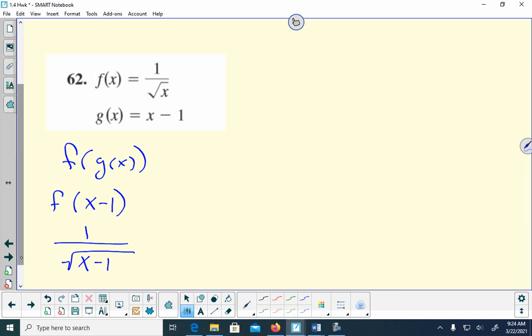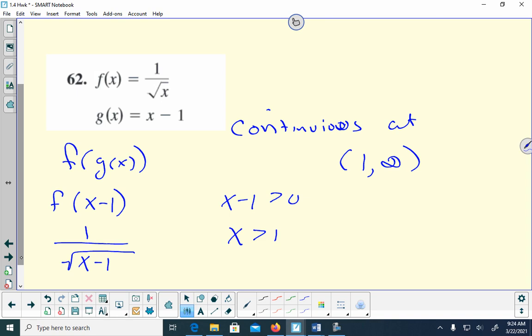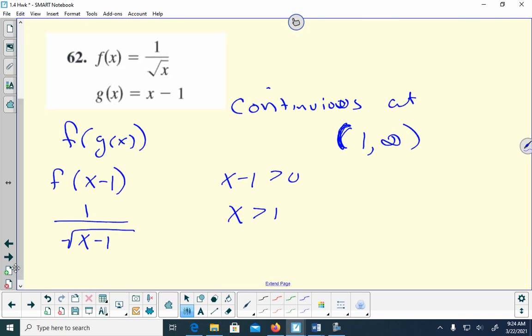And so x minus 1 has to be greater than 0, because I can't divide by 0, which means x has to be greater than 1. So it is going to be continuous. Why can I not spell this word, I wonder? Continuous at, I can start at 1, x is greater than 1 to infinity. And then it's going to be a parenthesis here, because it has to be greater than, not greater than or equal to. So those are all the places where that composite function is continuous.